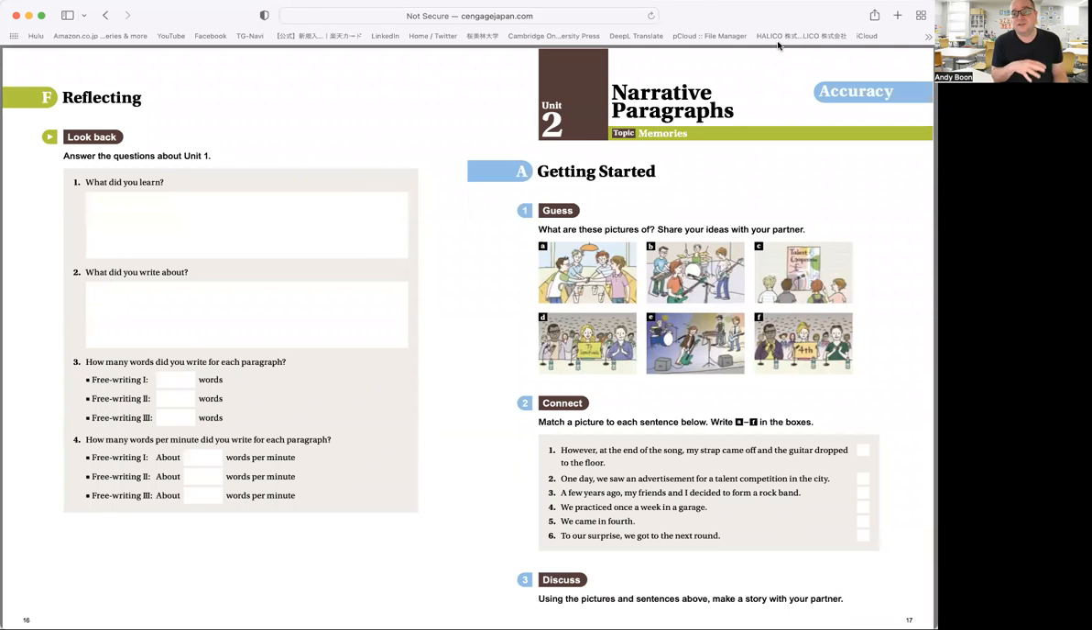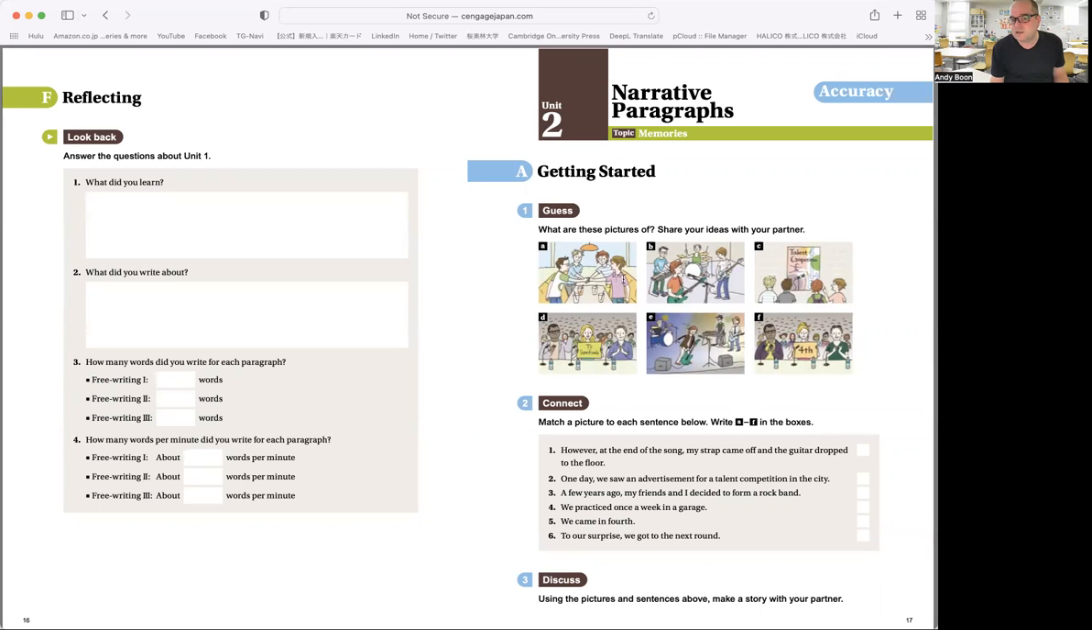Now, in the even units, we're going to focus on accuracy. The odd units are going to focus on fluency. And in the even units, there will be a model paragraph that students will get to analyze. Before we get to the model paragraph, there's a preview activity. Once again, it's pictures related to the model paragraph. This one is about a talent competition and a guitar player.